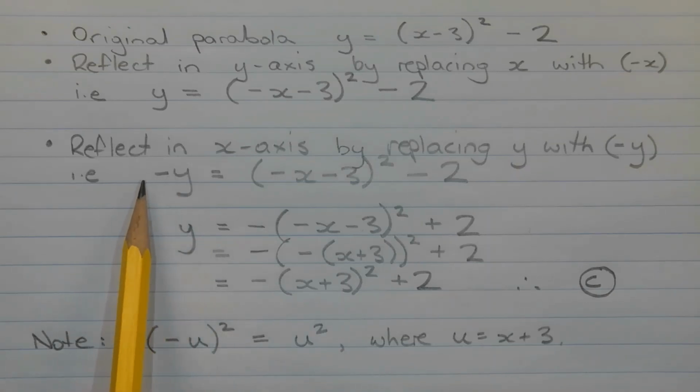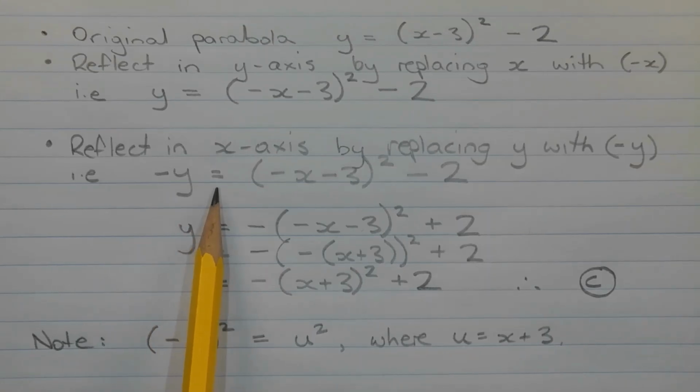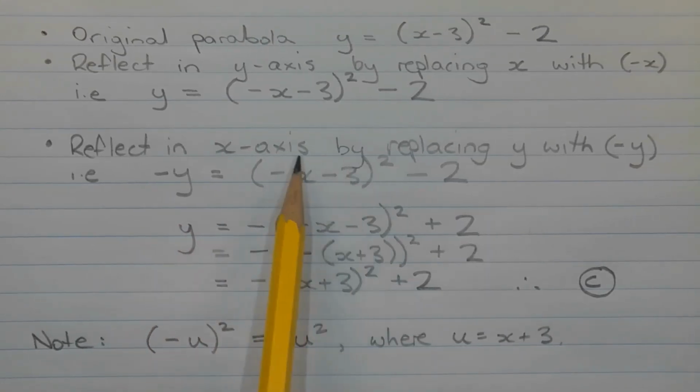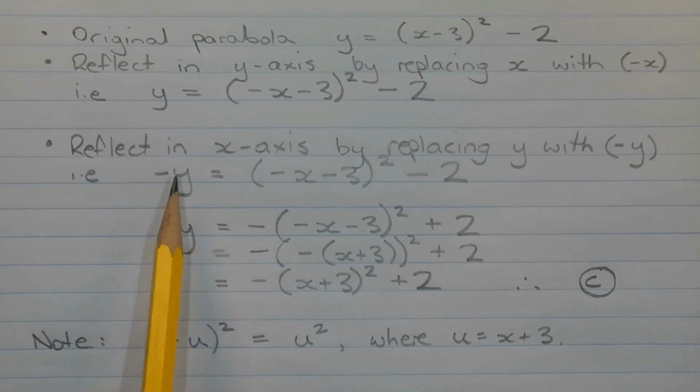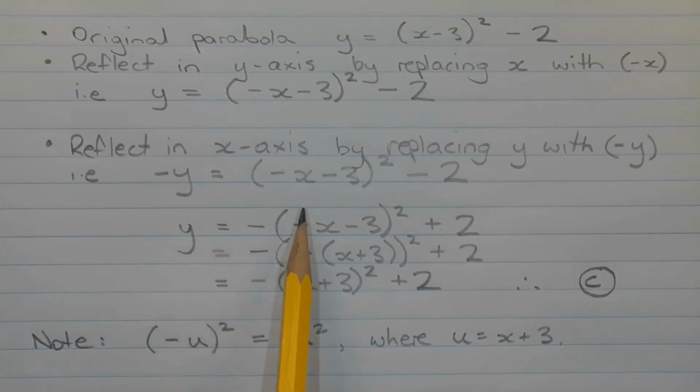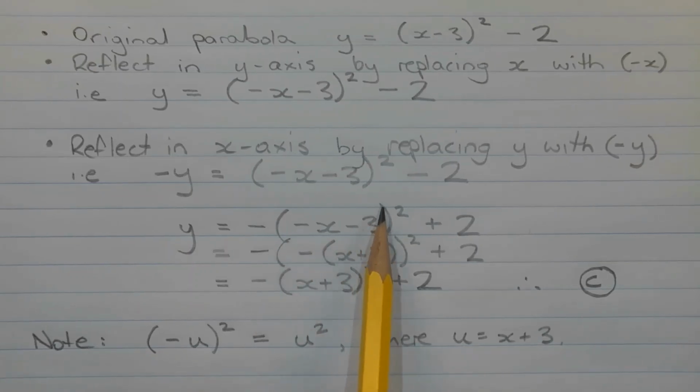So in other words, negative y is equal to negative x minus 3 in brackets squared minus 2. But we don't want negative y. So let's multiply both sides of the equation by negative 1 to bring the negative y back to y. So the equation becomes y equals negative, open bracket, negative x minus 3, close bracket squared, plus 2.